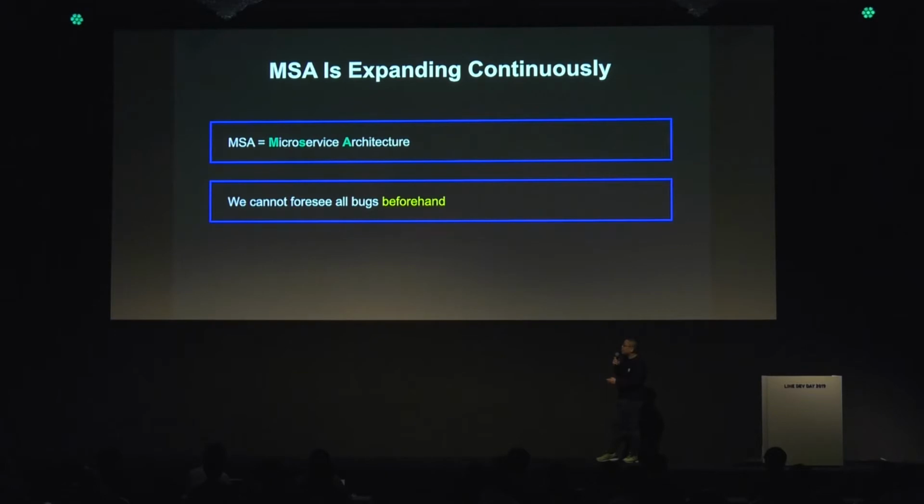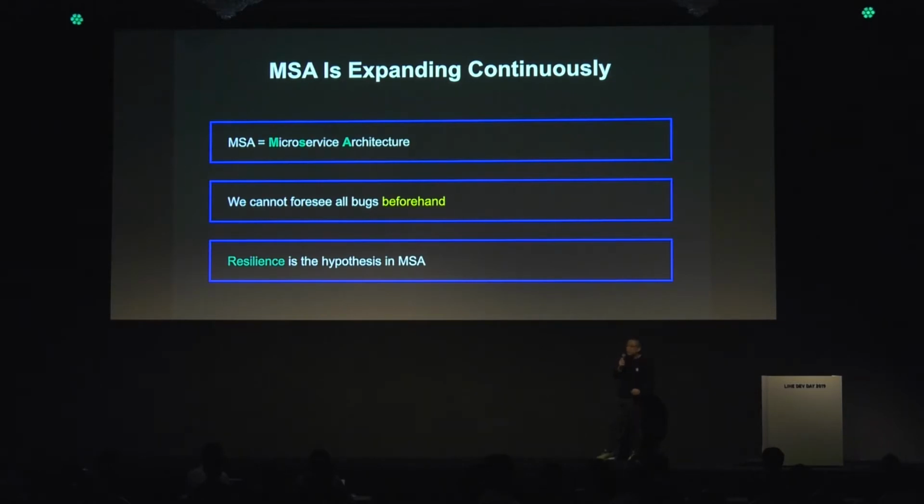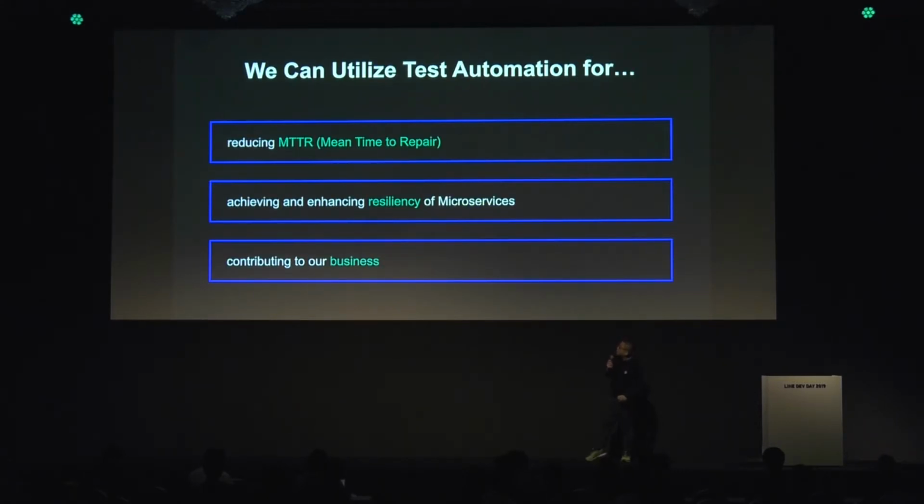So microservice. We cannot foresee all the bugs beforehand. That is impossible. And because that is so in microservices, rather than foreseeing all bugs, it is more important to recover the services when failures happen. That is resilience. So resilience is most important for microservice. So we need to change our mindset with MSA.